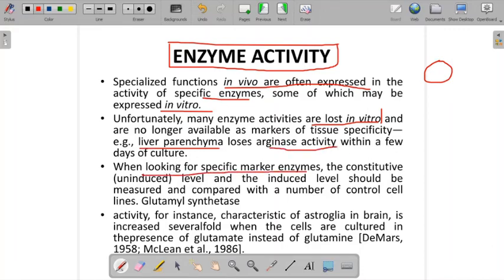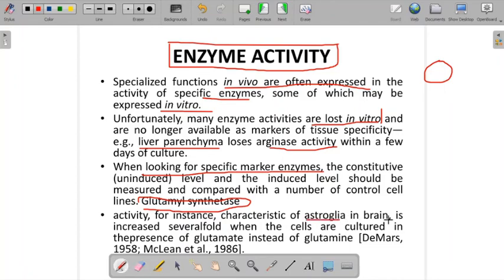When looking for a specific marker enzyme, the constitutive level and the induced level should be measured and compared with a number of control cell lines. An example is glutamyl synthetase. We can quantify this and check the expression of normal cells against the cultured, examined, or experimental cell line. The activity, for instance, is characteristic of astroglia in the brain. These are cell lines, right? Astroglial cells, you almost certainly know that.